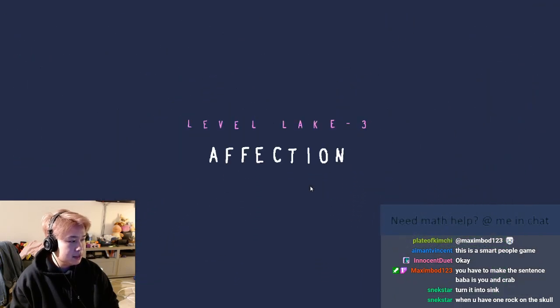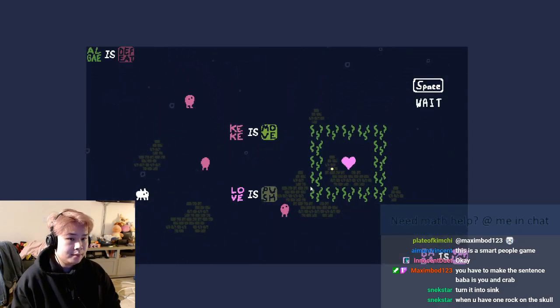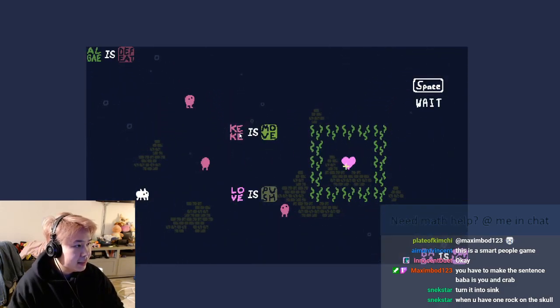Let's go to 3. Okay, let's see. KK is move. Love is push. Algae is defeat. And then behind my camera window... Actually, you know what? Let me see if I can just resize my window. Because it seems like... Do you guys remember if the puzzle ever went beyond this border?